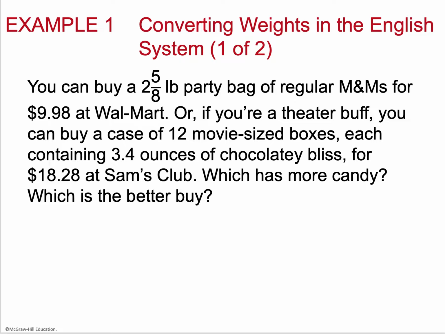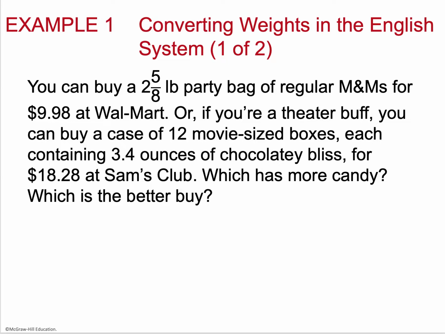So if I want to convert weights in the English system between different ways of measuring, I can buy a 2 5/8 pound party bag of regular M&Ms for $9.99 at Walmart. Or if I'm in the theater buff, I can get a case of smaller size boxes that each have 3.4 ounces, and that costs $18.28, which has more candy.